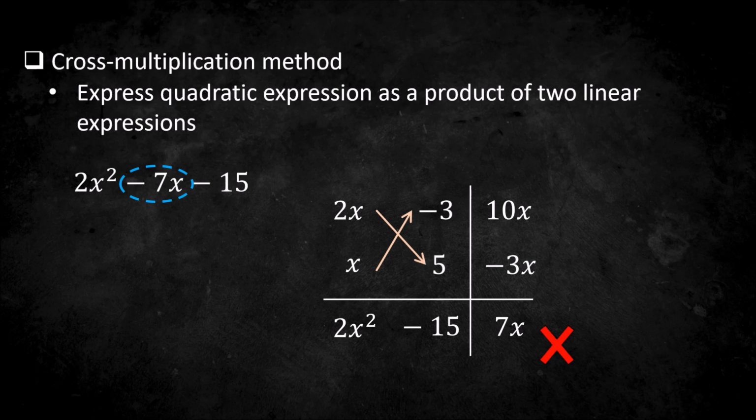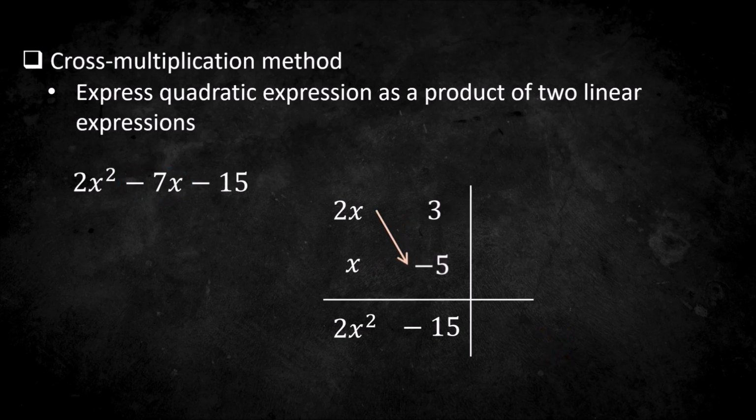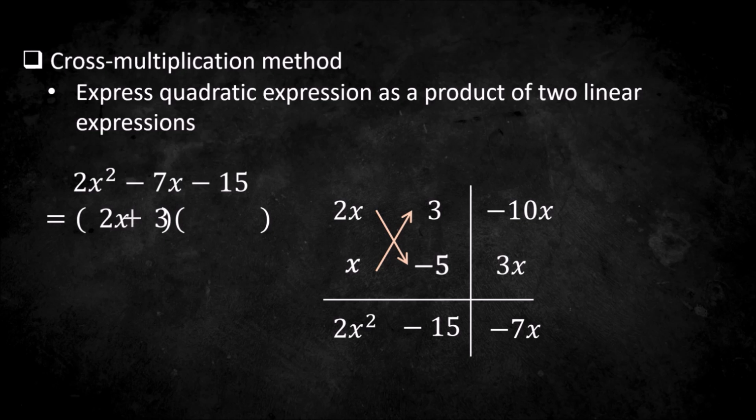After some iterations, the correct terms are 3 and -5. The last step is to write the factorized form. The two linear expressions are 2x plus 3 and x minus 5.